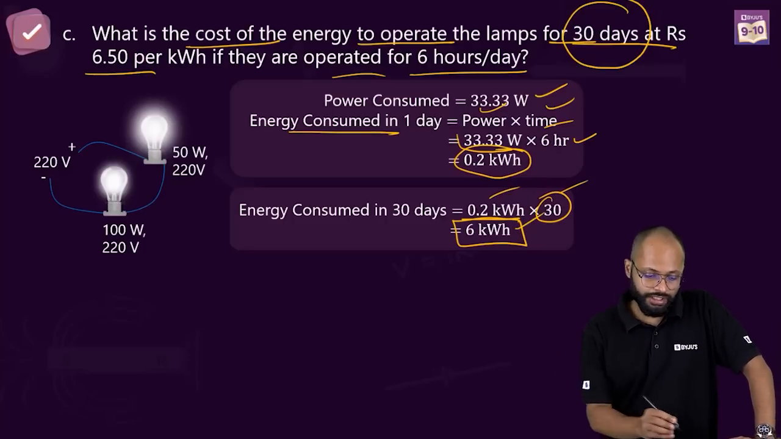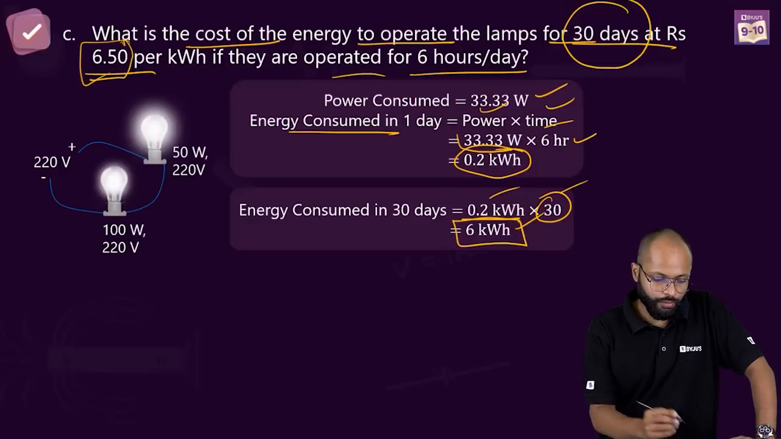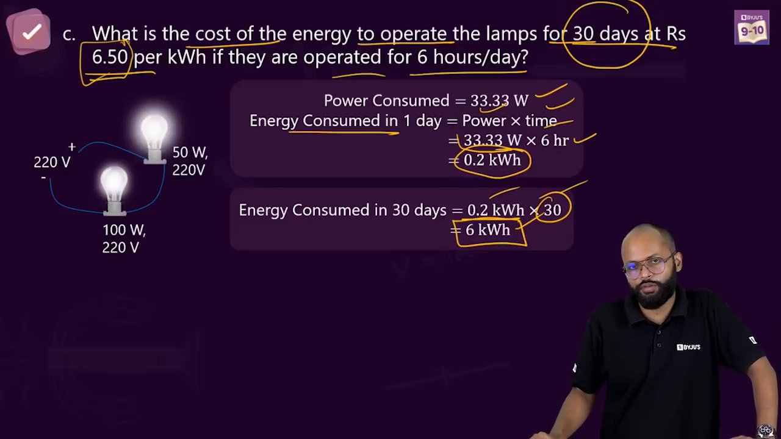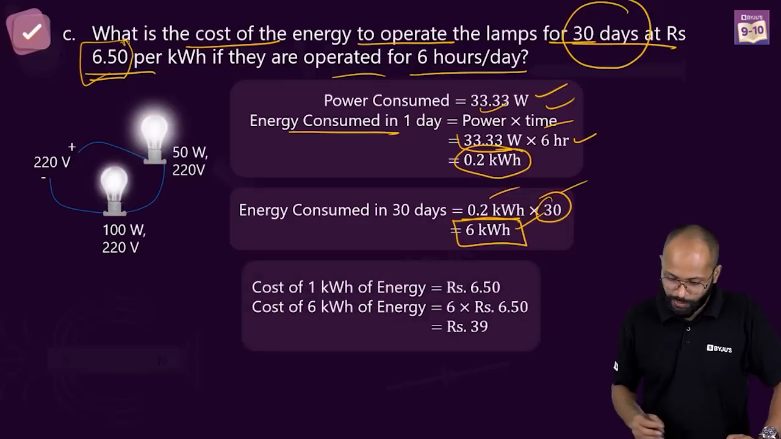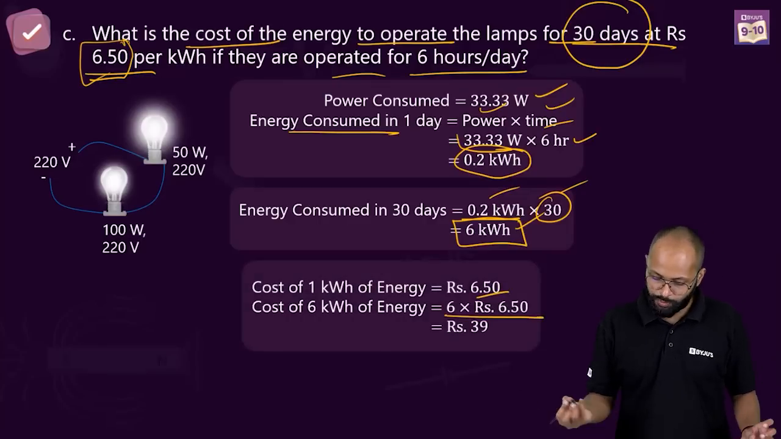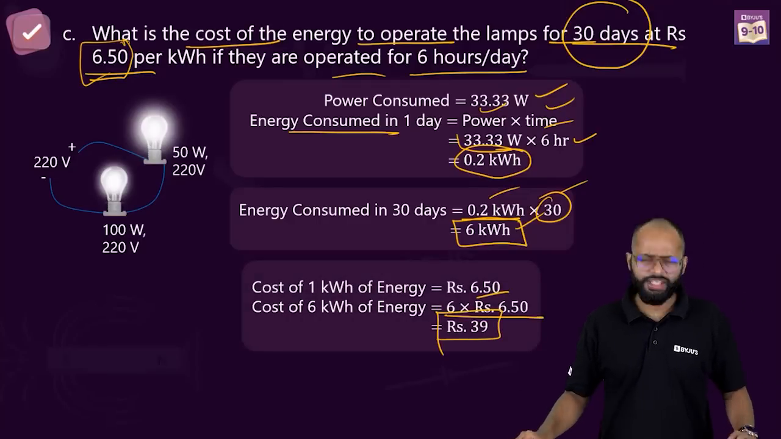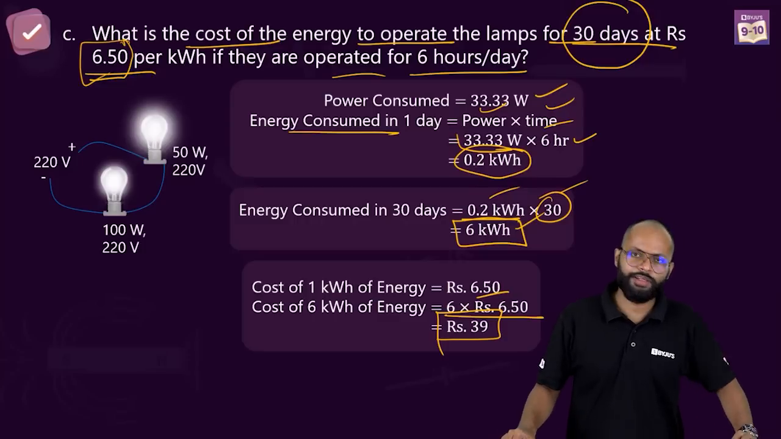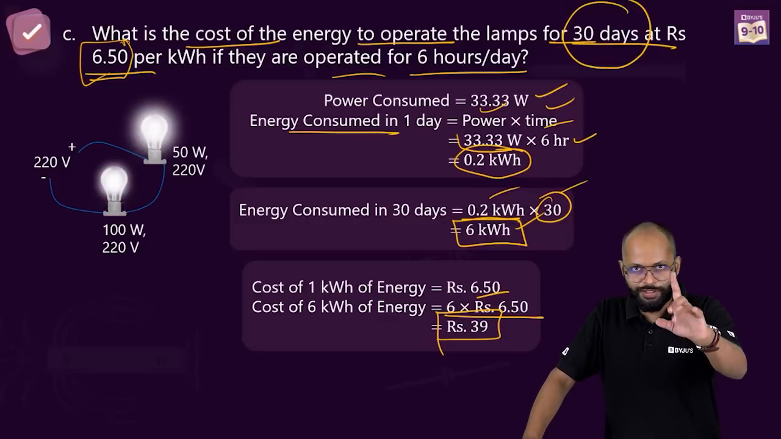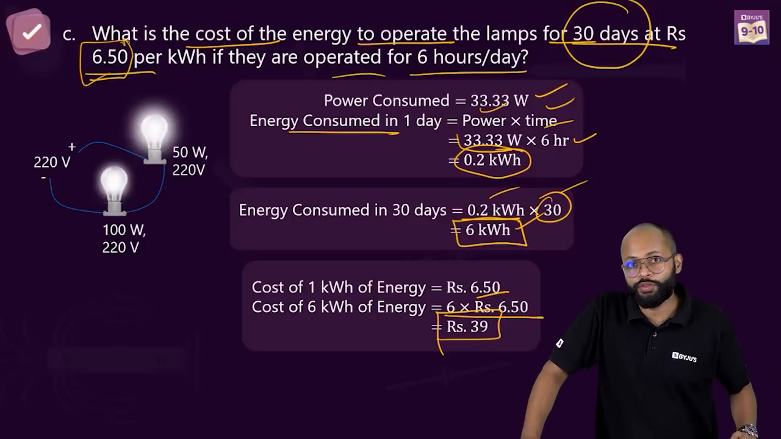Now the cost is 6.50 per kilowatt hour. I mean, it's a good cost, right? So that's why it'll be 6.50. 6 into 6.50, you get 39 rupees. It is cheap, huh? Let's live at this place. Fine, we got 39 rupees. All right. So that's how you will solve this question.